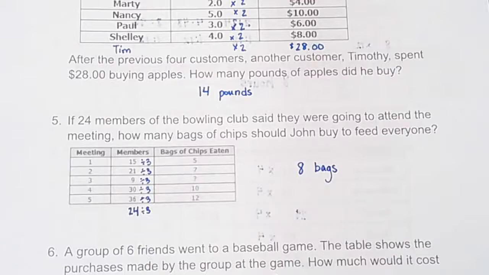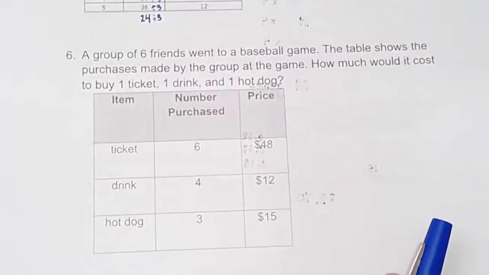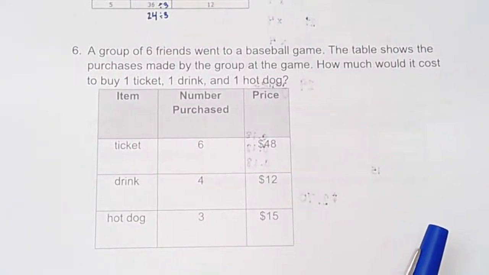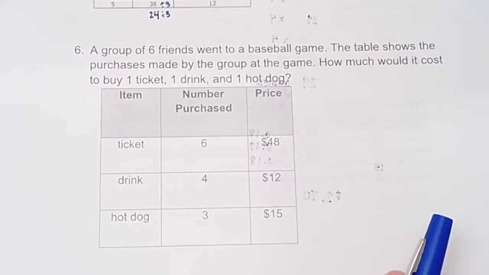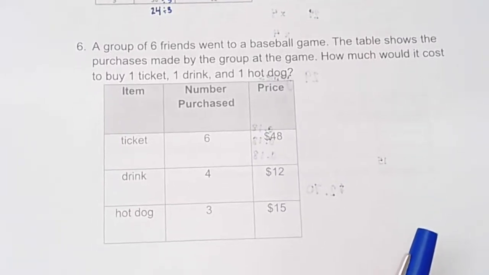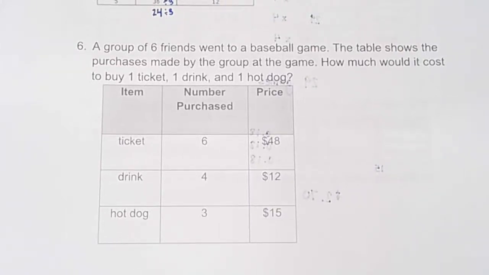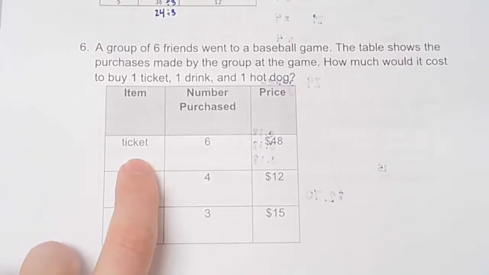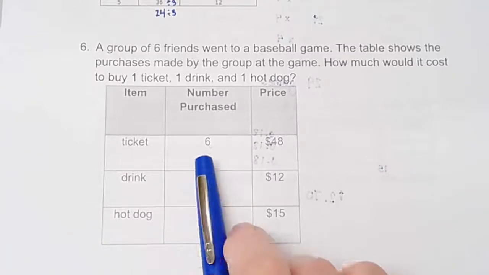Next one, a group of 6 friends went to a baseball game. The table shows the purchases made by the group at the game. How much would it cost to buy 1 ticket, 1 drink, and 1 hot dog? All right, so this might be a little confusing to you, but this one they kind of tell me how much tickets cost, how much a drink costs, and how much a hot dog. But I'm like, we kind of have to figure it out. I know how much 6 tickets cost, but the question only asks me about 1 ticket. So what do I do to figure it out?